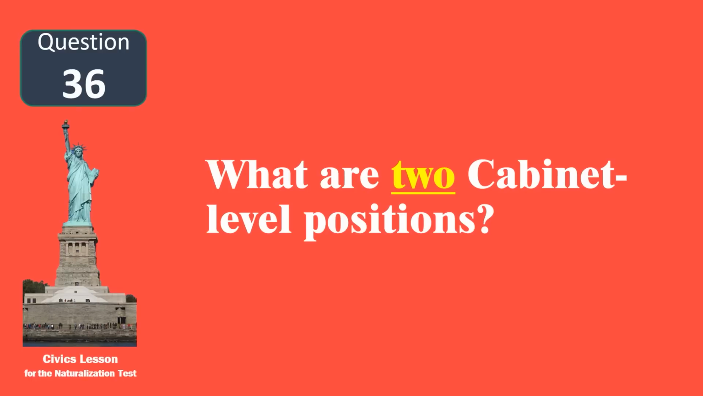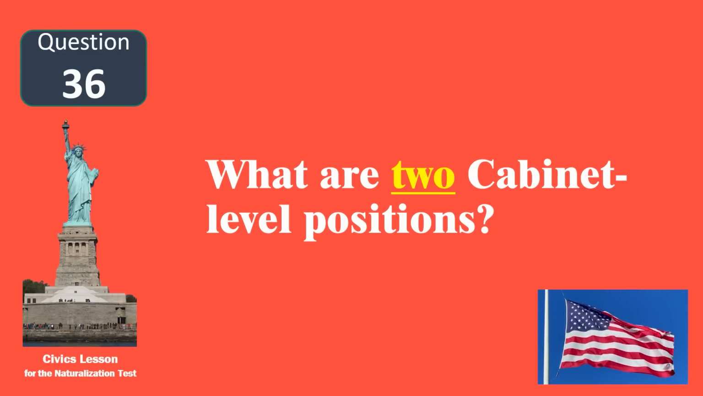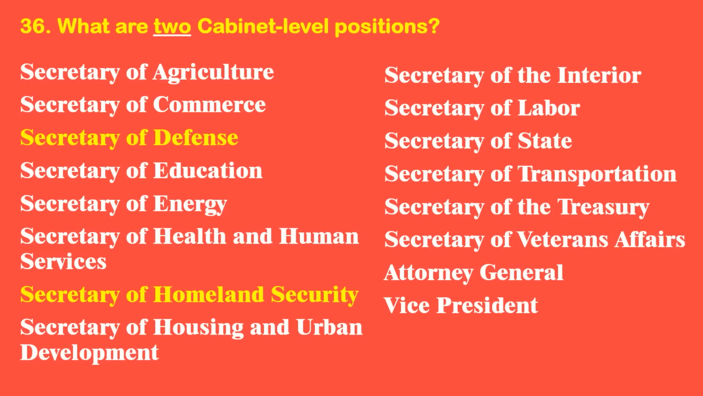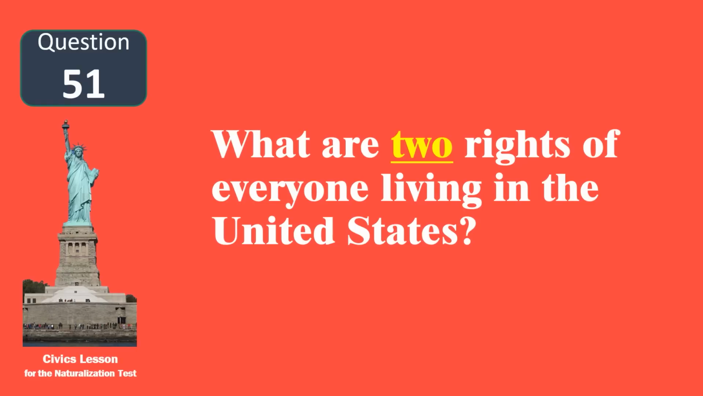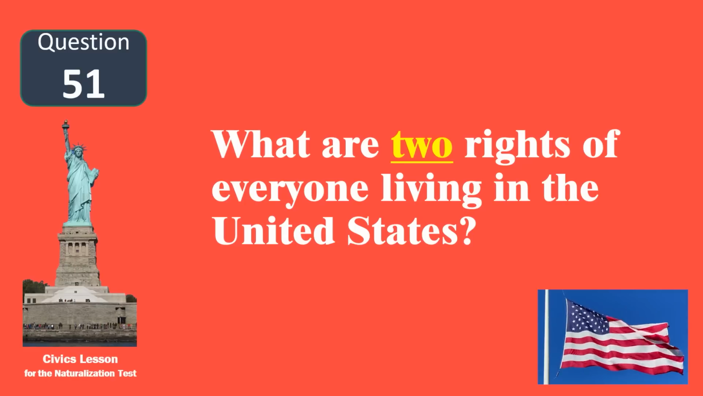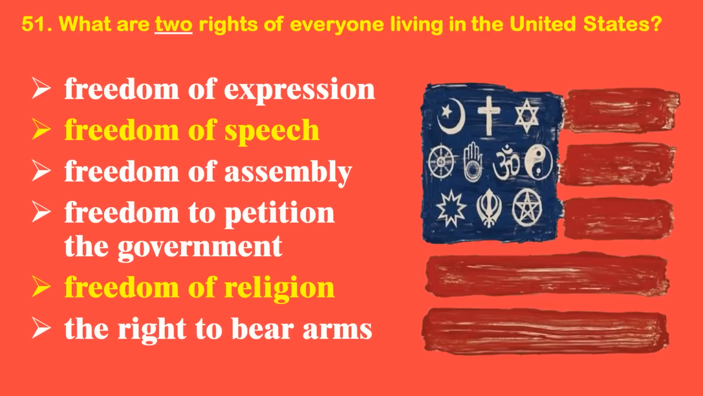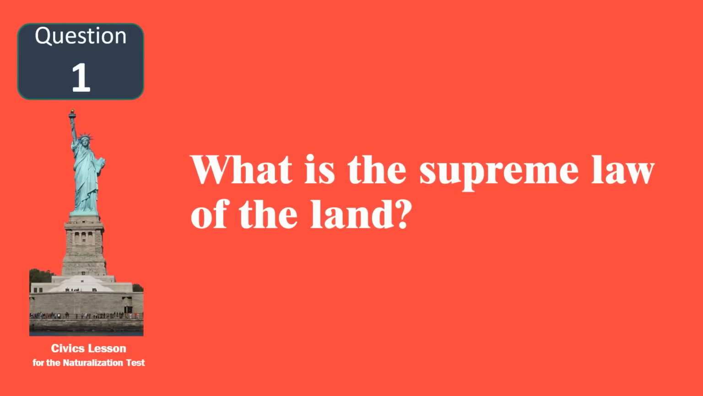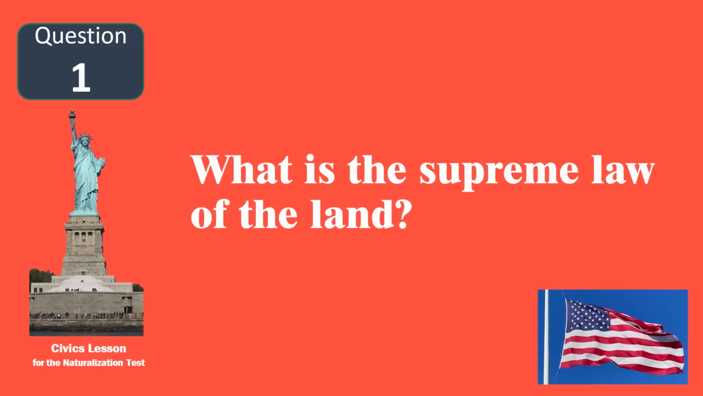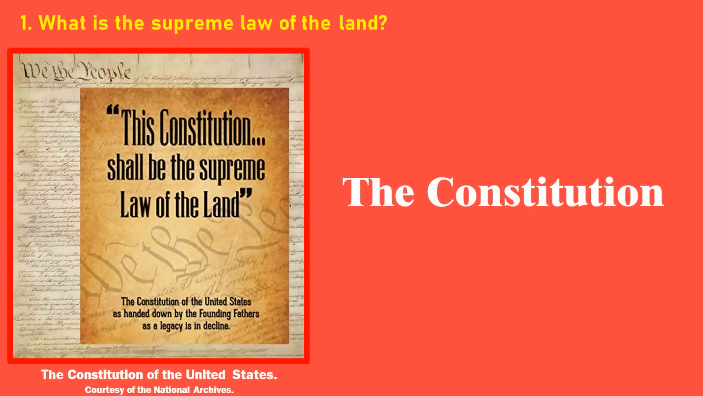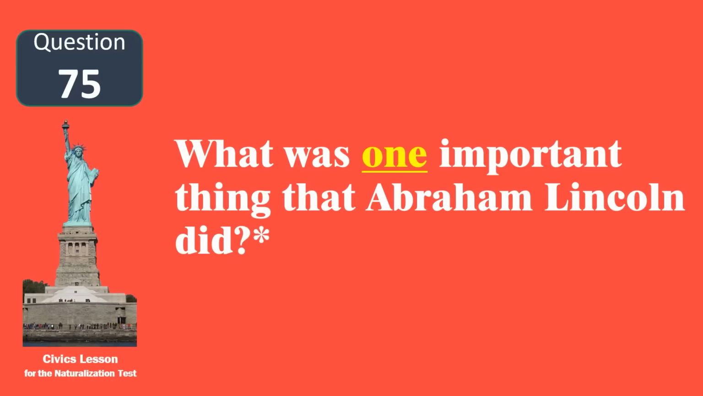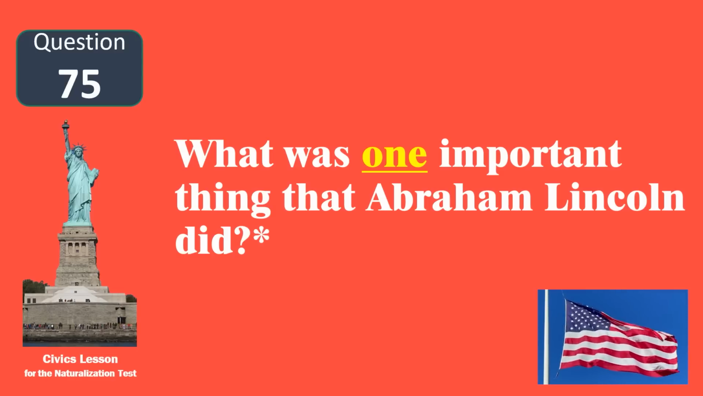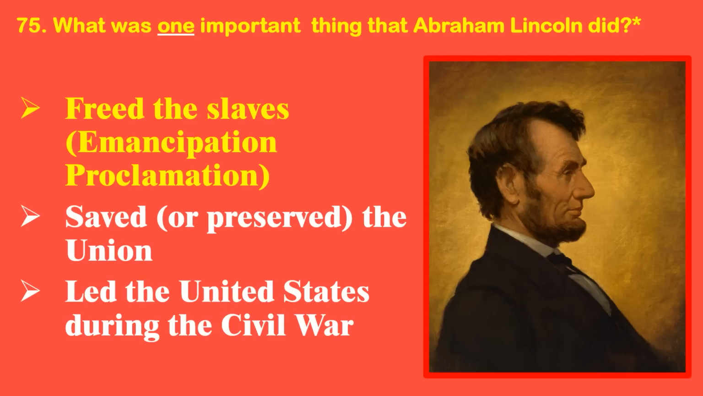What are two cabinet-level positions? Secretary of Defense. Secretary of Homeland Security. What are two rights of everyone living in the United States? Freedom of speech. Freedom of religion. What is the supreme law of the land? The Constitution. What was one important thing that Abraham Lincoln did? Freed the slaves, Emancipation Proclamation.